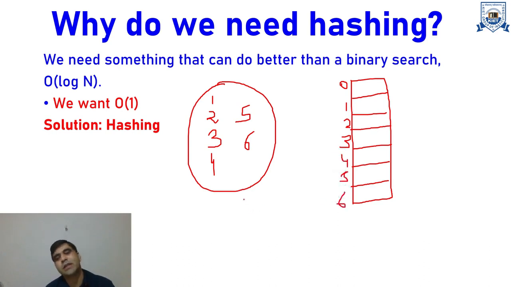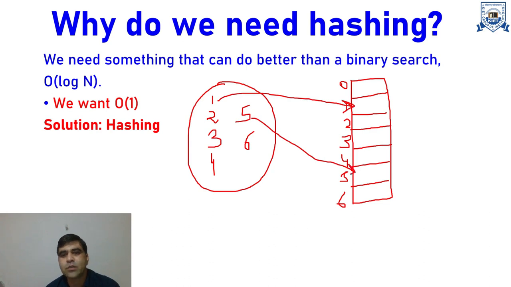So in direct addressing, if we have a key 1, then we will store this key at index 1. If we have 5, then we store it at index 5. So this is direct addressing. But this method is not efficient.